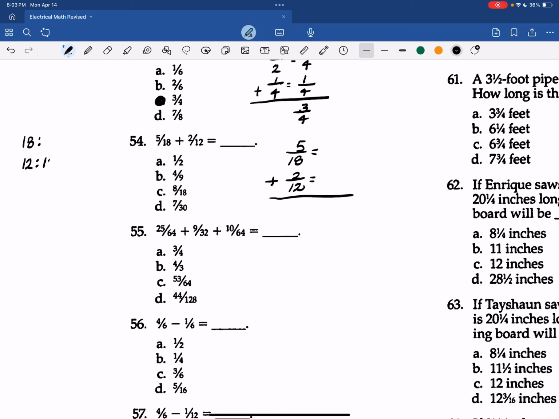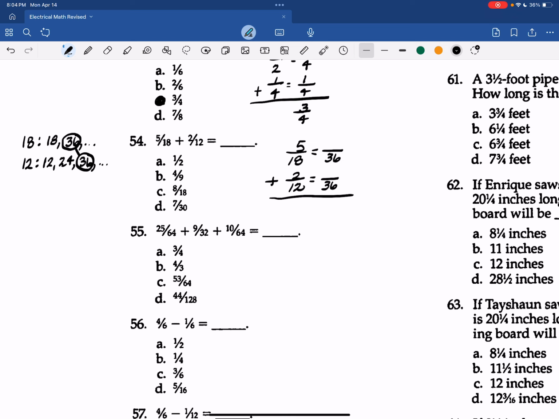12 times 1 is 12. 12 times 2 is 24. 12 times 3 is 36. And I think we've found good luck there. 18 times 1 is 18. 18 times 2 is 36. And as soon as you find a common one, that's the one to go with. So 36 is a common denominator. Happens to be the lowest common denominator for 18 and 12.